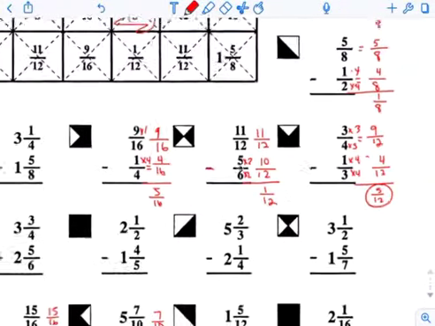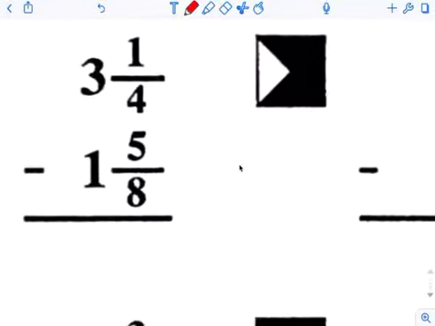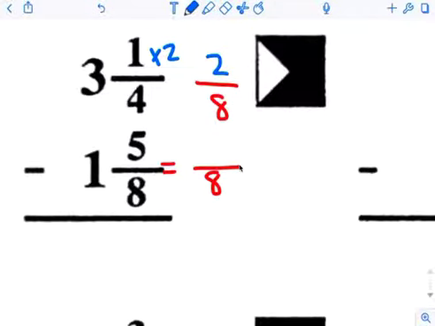Now here's where the problem lies. This type of problem right here. Least common denominator is 8. Okay, least common denominator is 8. 4 times what makes 8? Times 2. That's 2. Then that stays a 5.